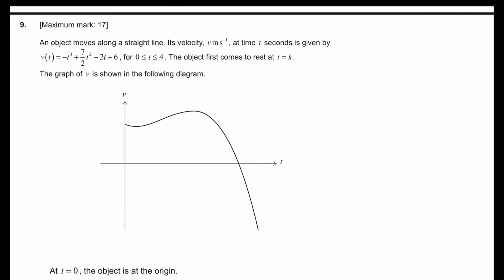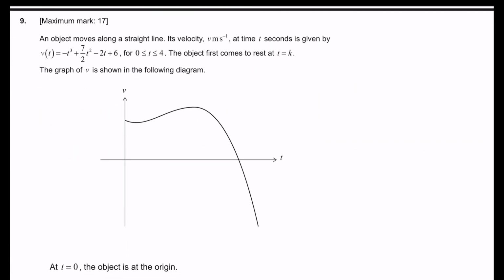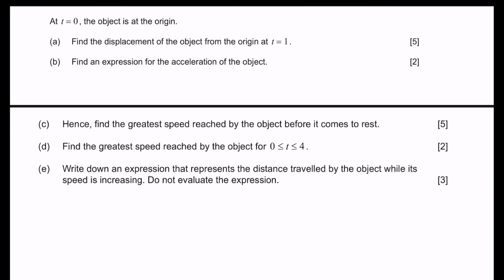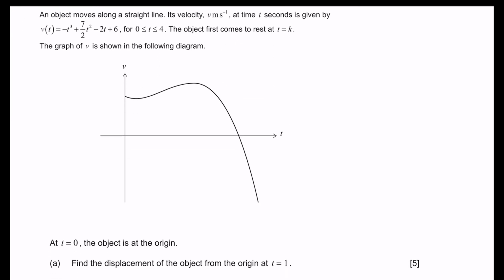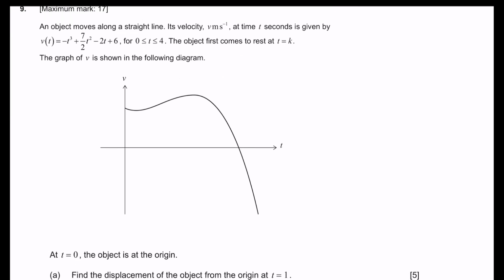And now I'll move on to question 9. Question 9 is a kinematics question. So the velocity is given to us, the velocity-time equation, and we have a number of parts to it. So slowly, let's start. This is the curve. First we have to find the displacement of the object from the origin at t equals 1.